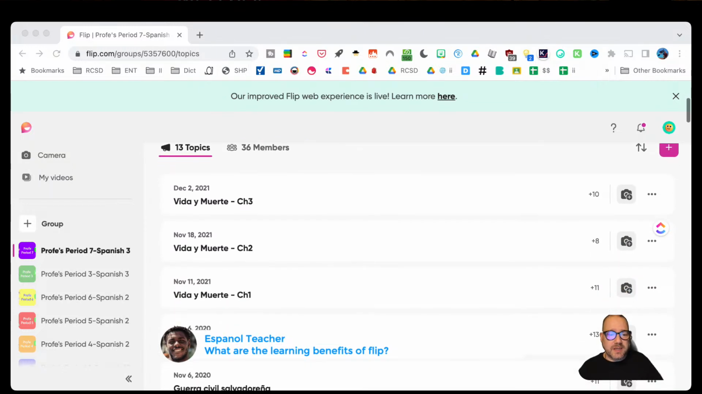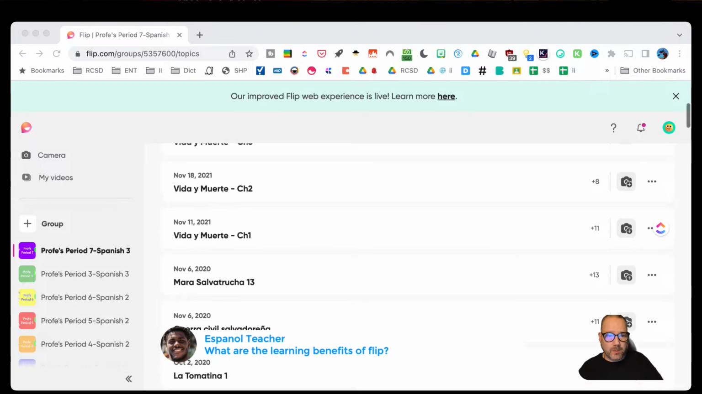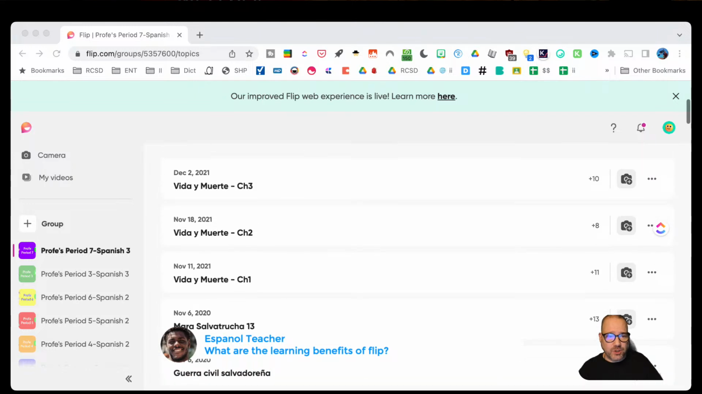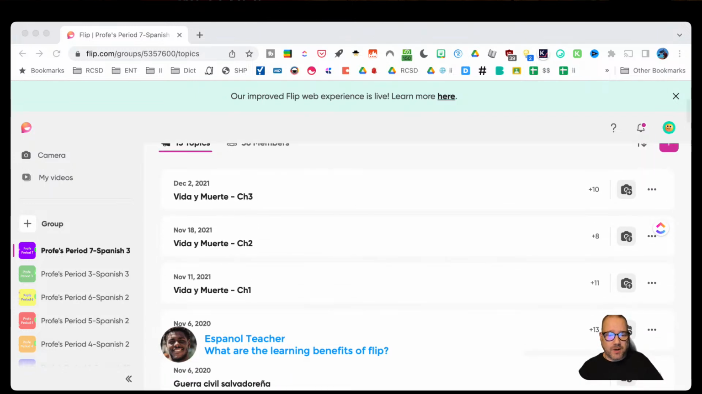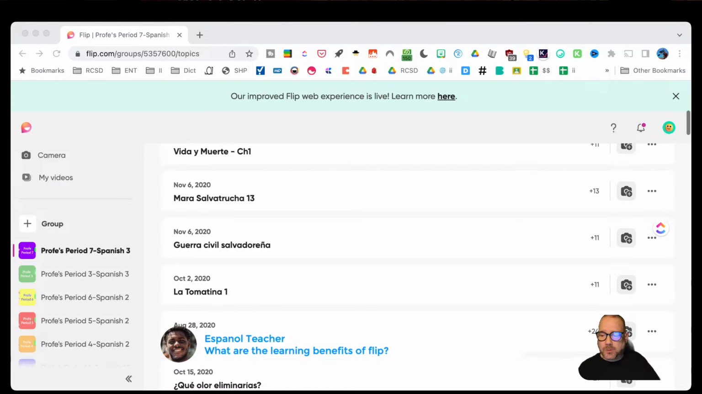So here you can see the different topics I have for my Spanish 3. We're reading Vida y Muerte en la Madre Salvatrucha. So they have the summaries. They have to give me 3 things about chapter 1, or 3 things about chapter 2, or chapter 3. We did an opening unit to get the kids interested and learn more about the book. We did a little cultural lesson on the Madre Salvatrucha gang, as well as the Guerra Civil, the Civil War in El Salvador.